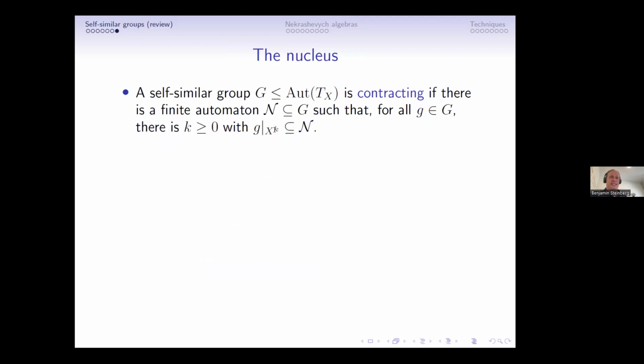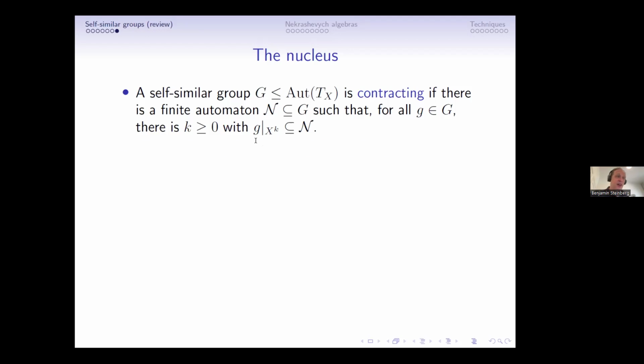So X to the K is the set of words of length K. So if you go on sufficiently long words, the section of G belongs to the nucleus. Once a section belongs to the nucleus, since the nucleus is closed under sections, it remains. All further sections are also in the nucleus. So what it says is from some point on, for each element of the group, it only acts by elements of the nucleus, like far down the tree.